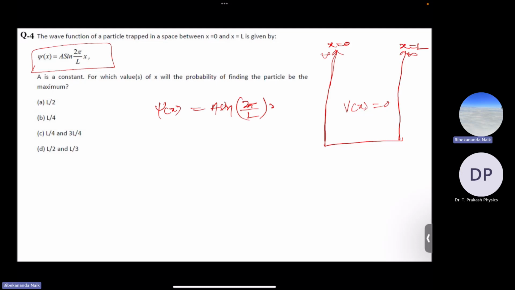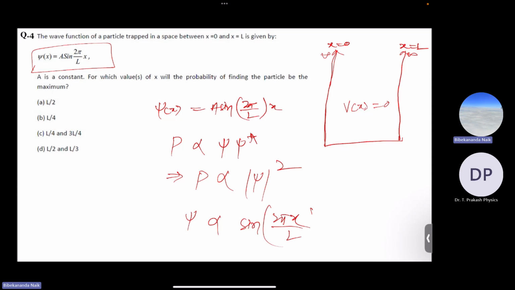We know the probability of finding the particle is proportional to the mod of the wave function squared. So probability is proportional to psi into psi star, that is, proportional to psi squared. Since psi is proportional to sine 2 pi x by L, P will be directly proportional to sine squared of 2 pi x by L.